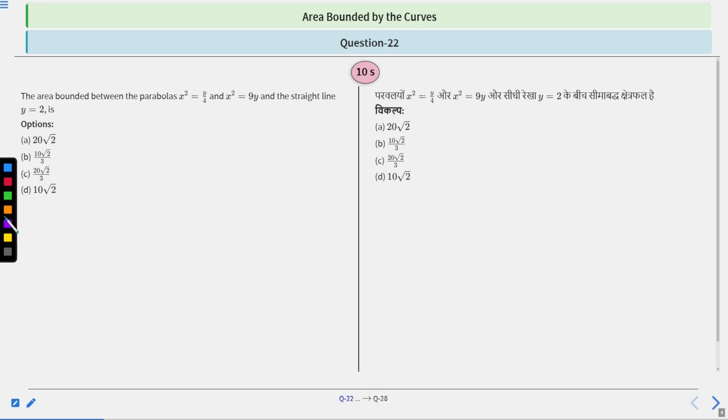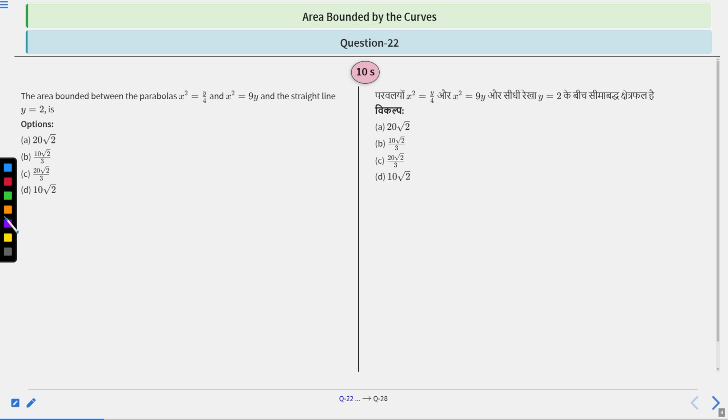So let's move to question number 22, which says the area bounded between the parabola x square is equal to y by 4 and x square is equal to 9y and the straight line y is equal to 2 is. So see, the hint of this question is what we will do. First, we will draw the graph of the two parabolas, x square is equal to y by 4 and x square is equal to 9y, right? And we will try to see the points of intersection. I think these parabolas will intersect at only one point, that is 0, 0, right?